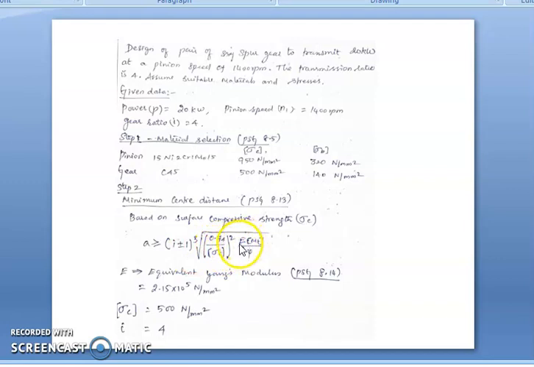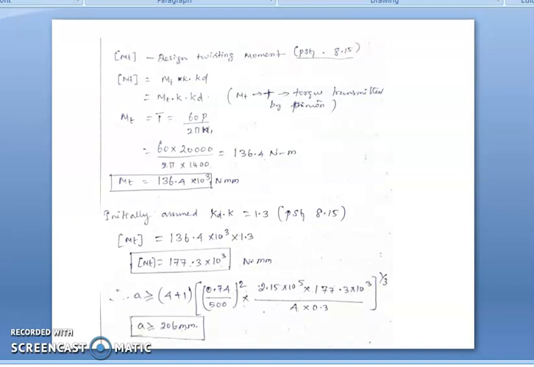E is the Young's modulus of the steels and Mt is the design twisting moment. Then i is the speed ratio and psi is the constant b by a, which is initially assumed as 0.3. Based on these data, the minimum center distance is found to be 206 mm.